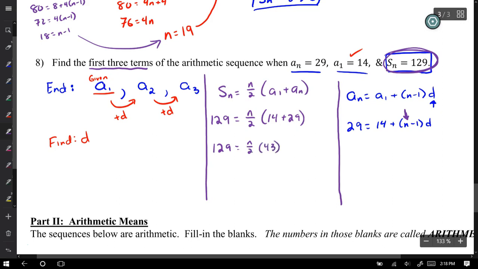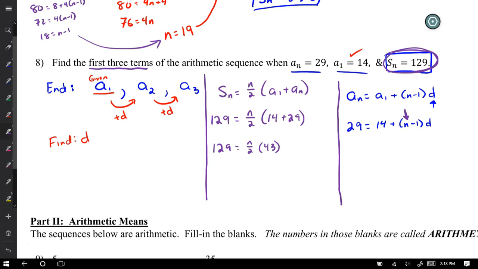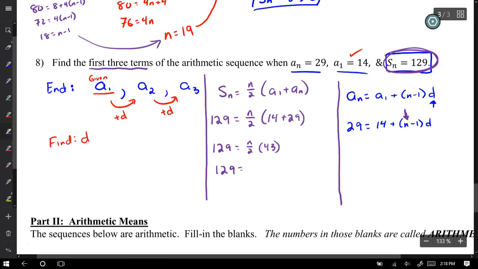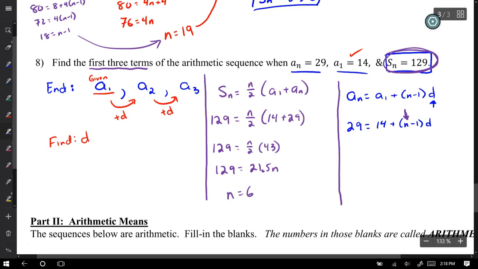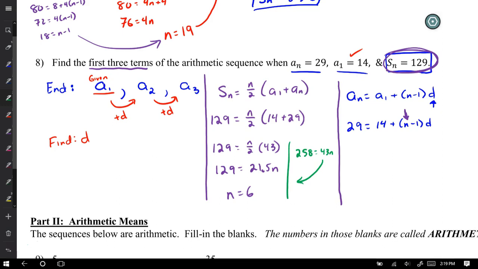Now for me, I like to get rid of that divide by 2 first. You could take 43 and divide by 2, in this case get 21.5, so 129 equals 21.5n, if you want to do it this way. And then you can take your 129 and divide by your 21.5. That is one way of doing the problem, and I get n is 6. You could also just multiply by your 2 and get 258 equals 43n, and then divide by 43. Doesn't matter which one. Bottom line is you have to find n.